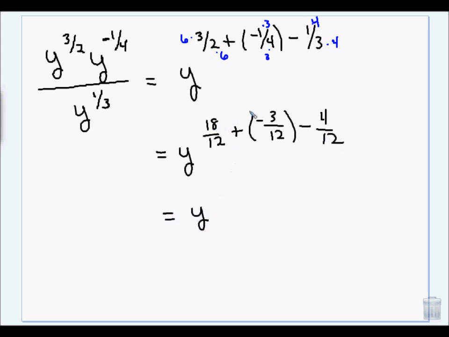So I have 18 minus 3, which is 15, minus 4, which is 11. And then that does not reduce.